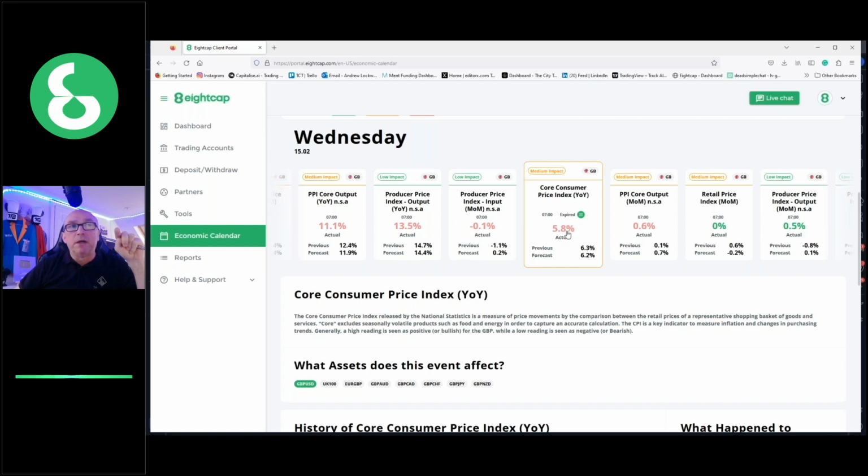What does this show you? Well, I'll tell you what it shows you. It shows you that the inflation rate is basically dropping. The CPI, this is the year on year. It's basically dropping down to 6.2%.